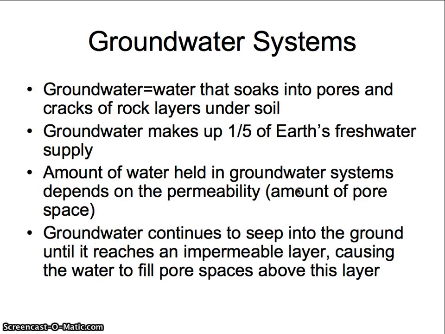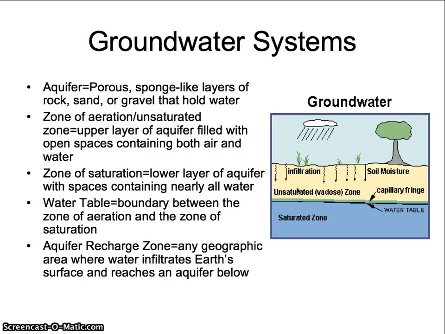So, groundwater systems. Groundwater is water that soaks into the pores and cracks of rock under soil. And groundwater makes up 1/5 of all of Earth's fresh water, or about 20%. The amount of water held in groundwater systems depends on the permeability. How much water or pore space is there for the water to fill in? Groundwater continues to seep into the ground until it reaches an impermeable layer, causing the water to fill pore spaces above this layer. So groundwater systems have 5 factors.